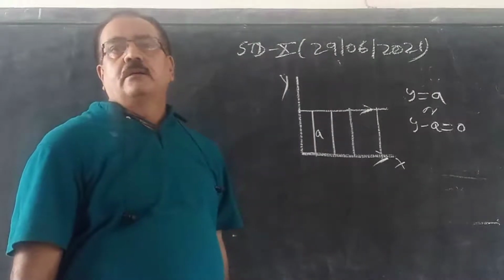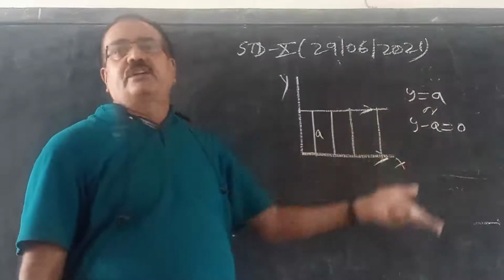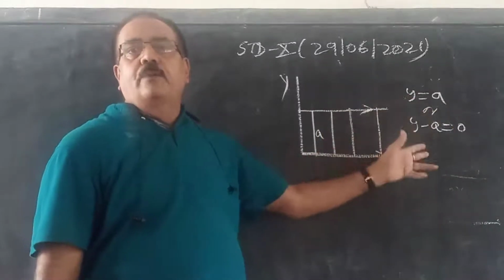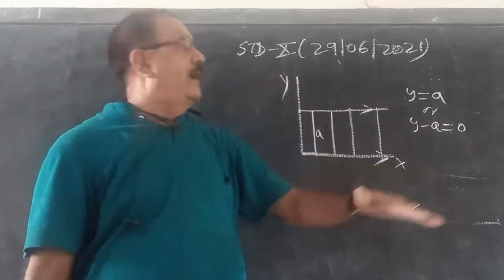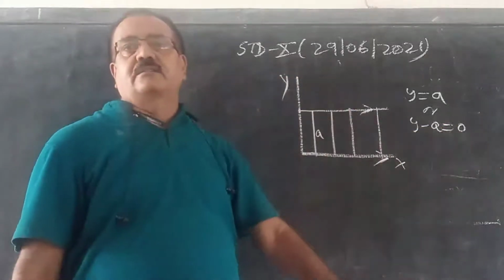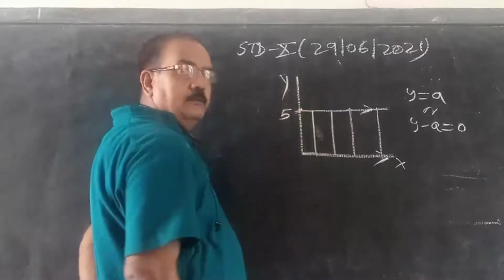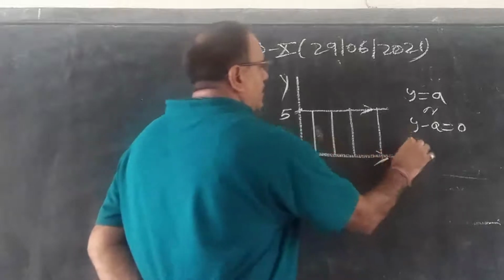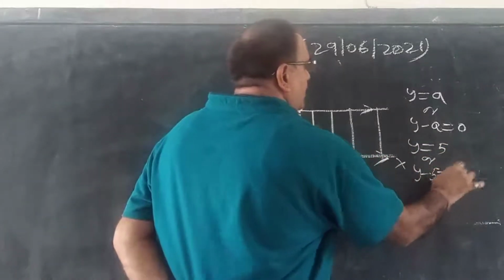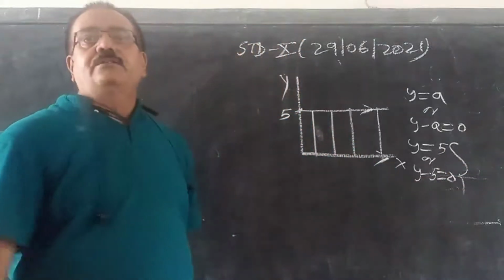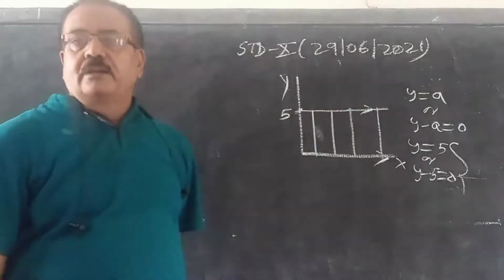This is the equation of the line when the lines are parallel to x-axis. What is this? Y is equal to a, a is a constant, any value may be, or we can write y minus a is equal to 0. It always represents the equation of a straight line parallel to x-axis. Now say, suppose this is 5. We can write y is equal to 5 or y minus 5 is equal to 0. This always represents an equation of a straight line parallel to x-axis. Is it clear?